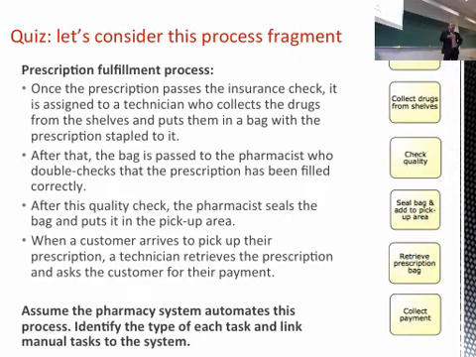Check insurance, what type of task would that be? It's an automated task. You can think you will connect to the insurance broker that will check if the customer is insured or not, given the customer details. So automated task. Collecting the drugs from the shelves in this to-be process model at the moment is a manual task. Checking the quality at the moment is a manual task. Sealing the bag, putting it in the pickup area is a manual task. Retrieving the prescription bag when the customer arrives and says, okay, this is my name, and I go and look at the prescription bag is a manual task.